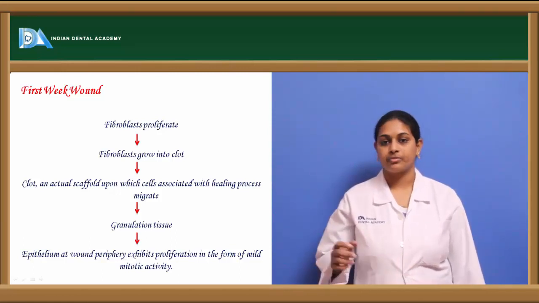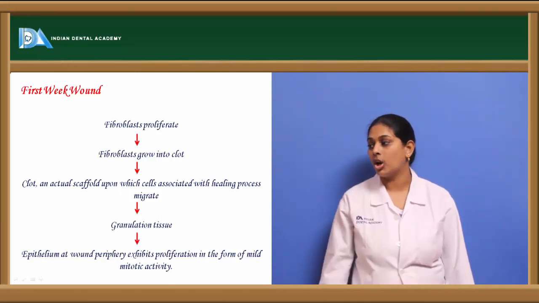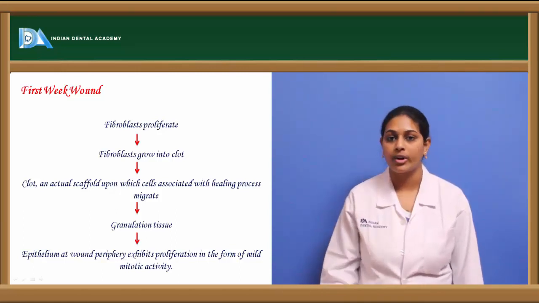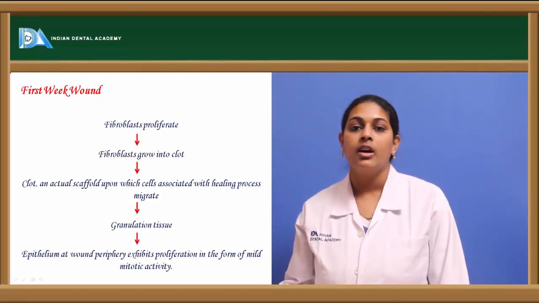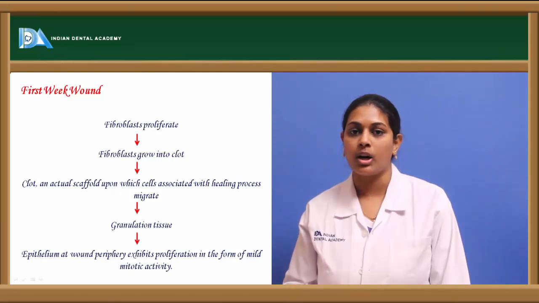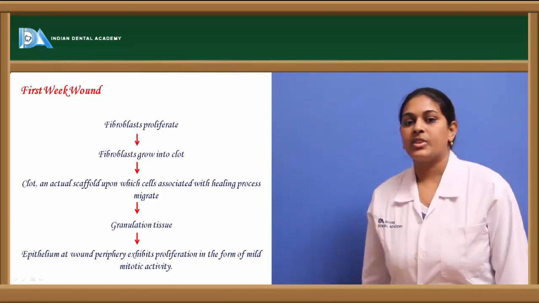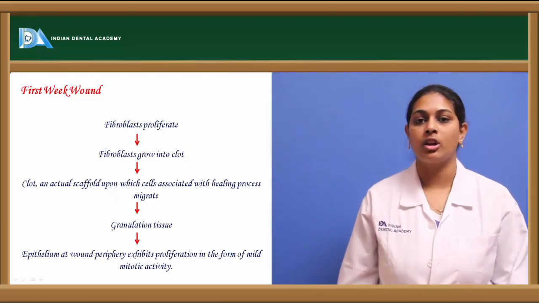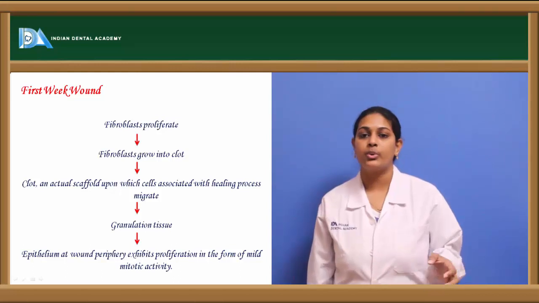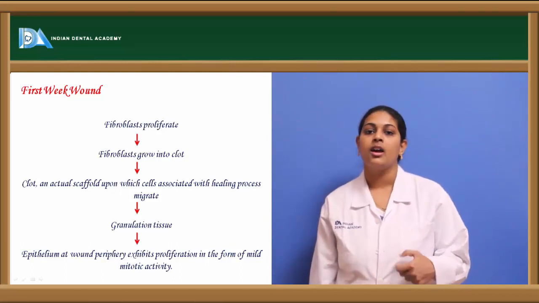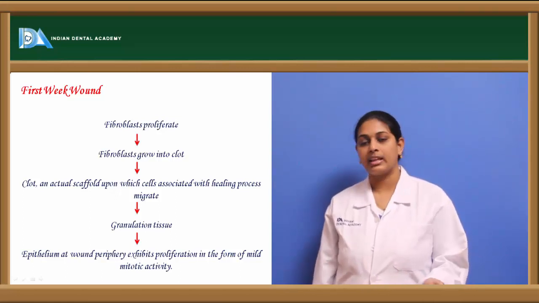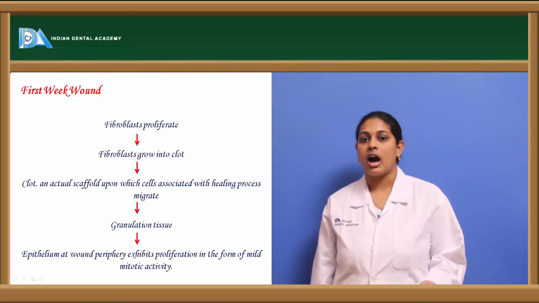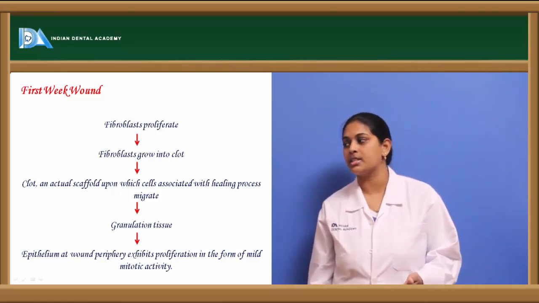These cells attracted into the healing clot, since they are involved in the healing, produce a granulation tissue. This granulation tissue ultimately results in the formation of epithelium at the peripheral wound edges, where the already existing epithelial cells divide by the process of mitotic division and form new epithelium. That is, re-epithelialization is a process which can be seen after the formation of granulation tissue. This is what happens in the first week.